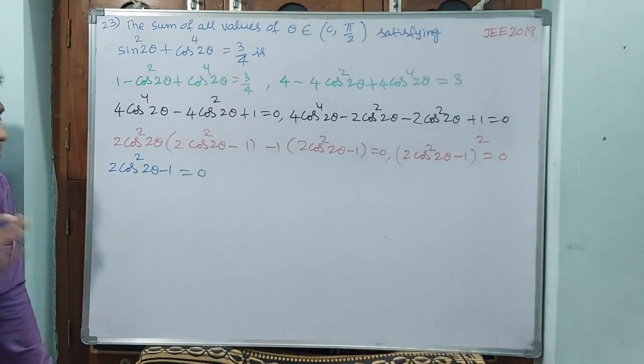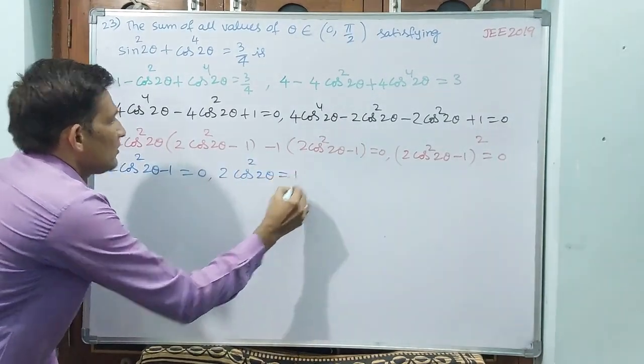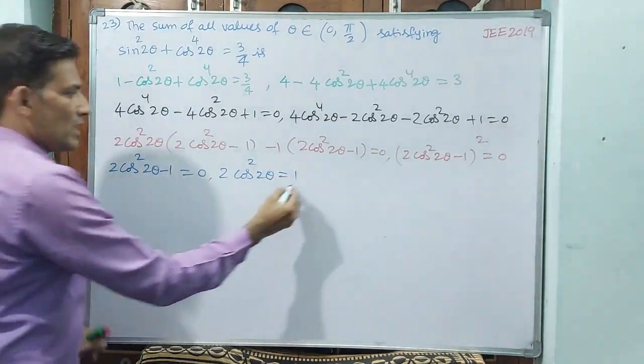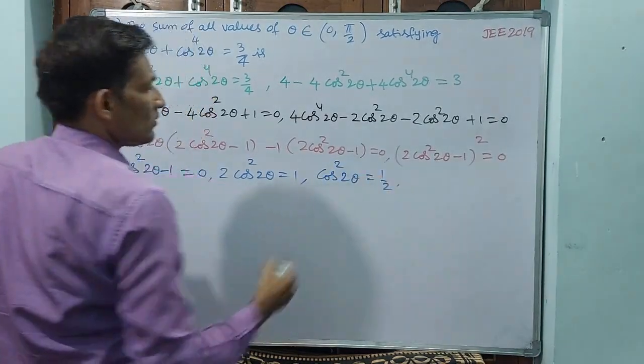2 cos square 2 theta minus 0. You see, 2 cos square 2 theta is equal to 1. Minus 1 I have sent. And also cos square 2 theta is equal to 1 by 2.